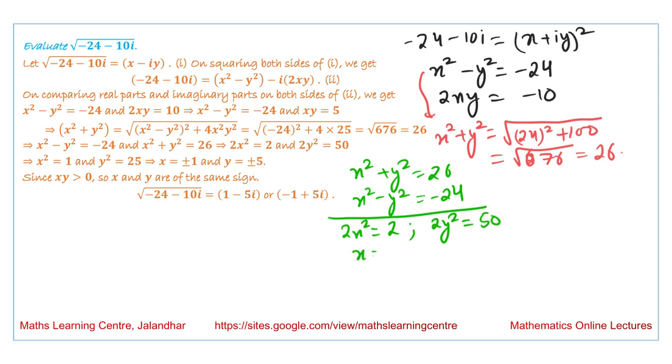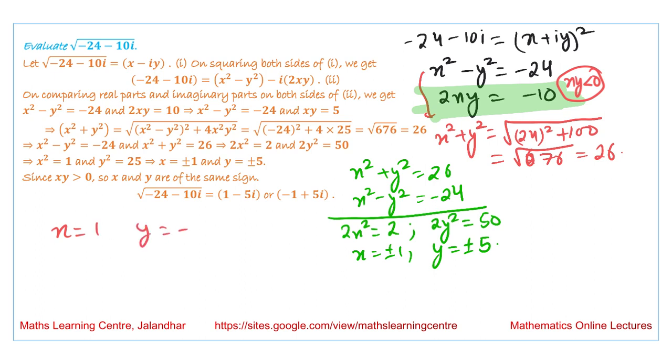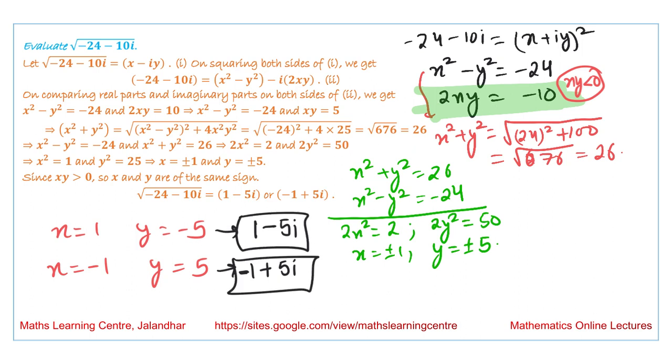So the value of x is ±1 and the value of y is ±5. Now look at the condition 2xy is negative. If xy is negative, it means x and y should have opposite signs. So for x = 1, y should be −5, and for x = −1, y should be 5. So the answers we obtain are 1 − 5i and −1 + 5i. These are the two roots of this equation. Over here, how have we solved this?